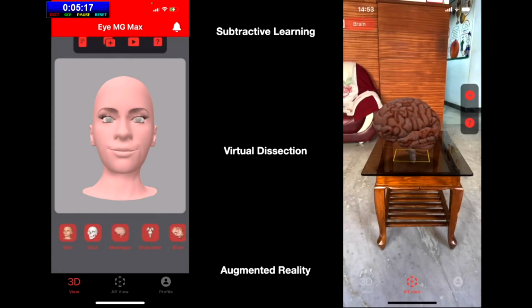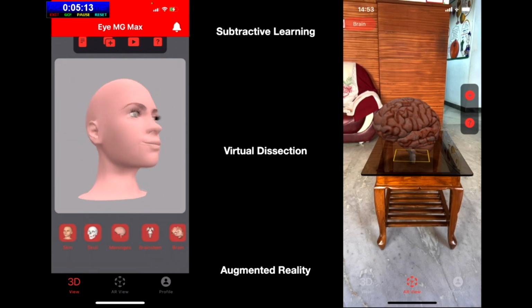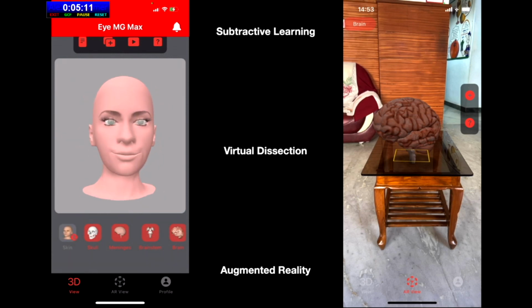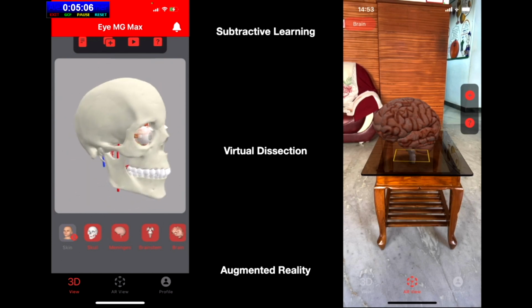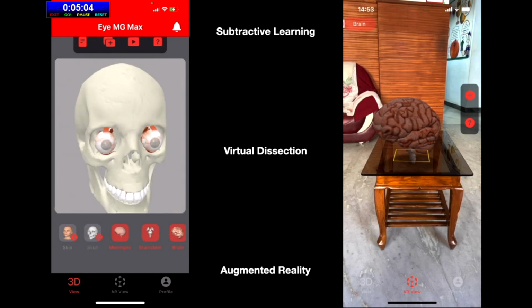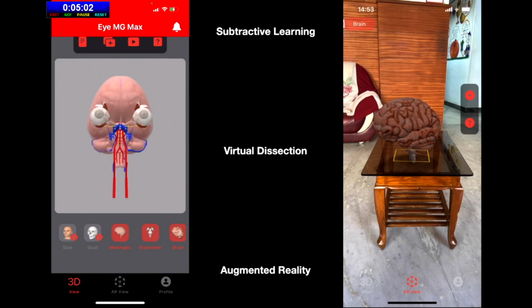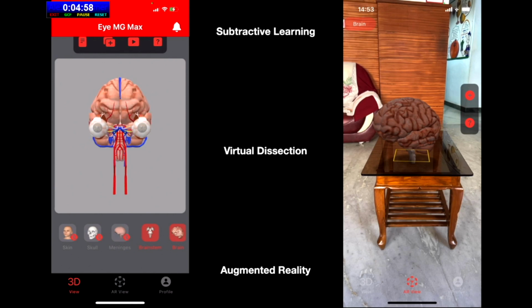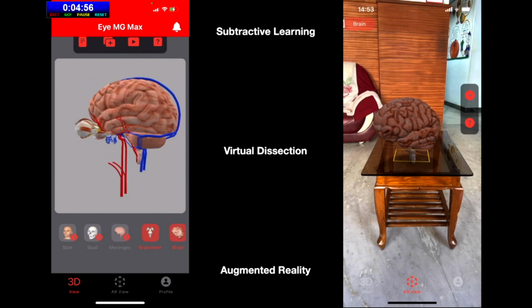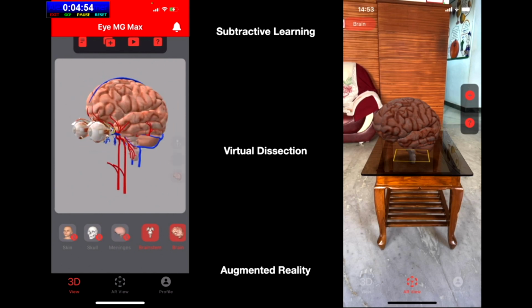And this we have incorporated along with subtractive learning. So you as a user can subtract the structures that you want to. You can see the button being clicked, the skin is removed. You can also choose the skull. Now the skull is removed. You can choose different frames of choice that you really want to examine. The meninges can be removed, the brainstem can be removed, and the brain.